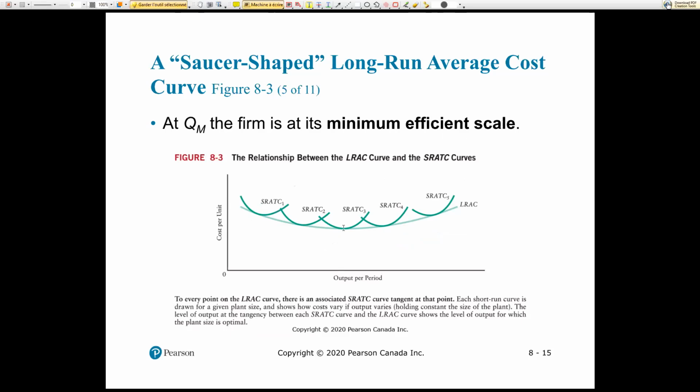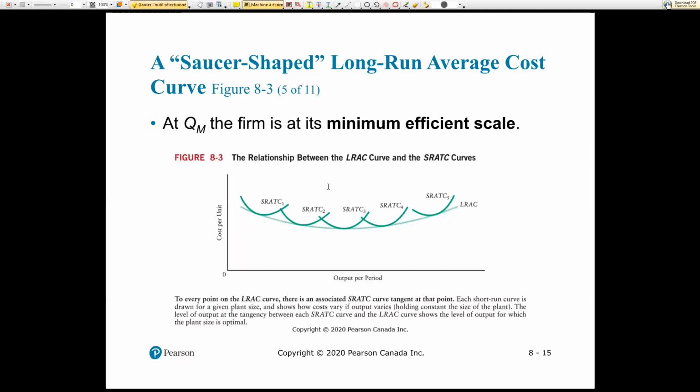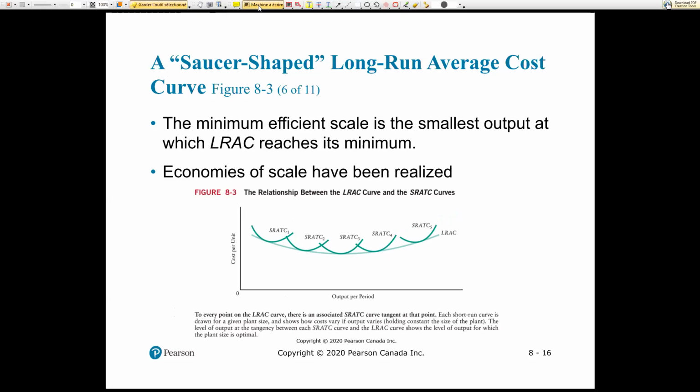So they put a lot of slides to say relatively the same thing. Again, that's here. Minimum efficient scale is the smallest output at which the lowest LRAC reaches its minimum. So economies of scale have been realized. So it's at QM. I can put QM again here.